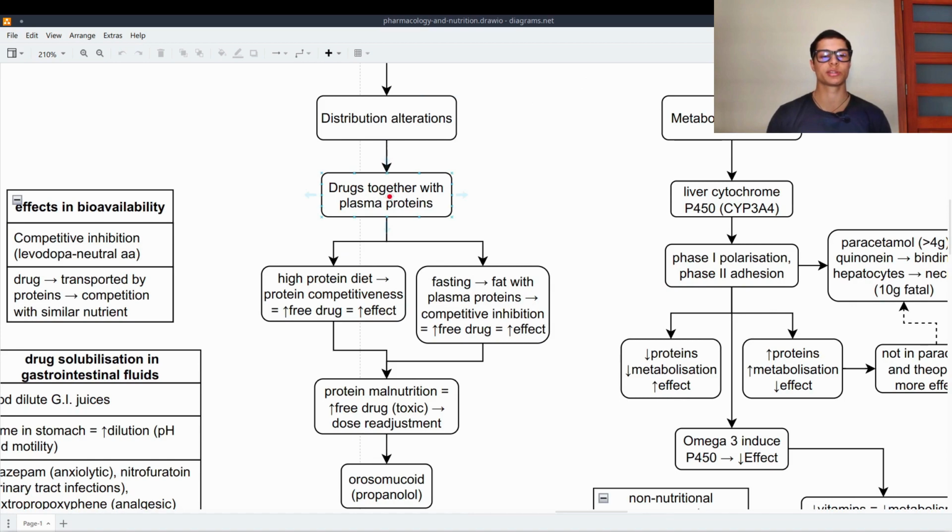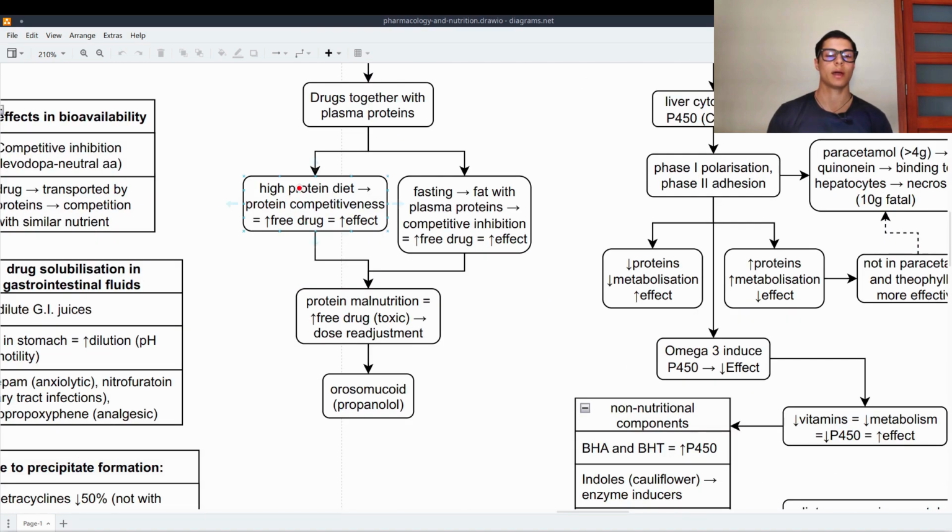Distribution alterations, we have drugs together with plasma proteins. Therefore, a high protein diet will create protein competitiveness, more free drug and higher effect. Because if we have more proteins, more nutrients, there will be more competitiveness and therefore less drug bound to the protein. Then with fasting, fat with plasma proteins. So we release our own fat, our body fat. There is a competitive inhibition. So therefore the fat will compete with the drug for the plasma protein. There is a higher percentage of free drug and therefore higher effect.